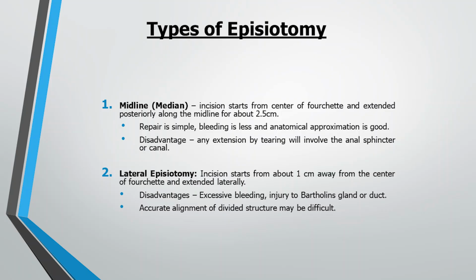What are the types of episiotomy? About 4 or 5 types of episiotomy are known. There is what we call median or midline episiotomy. The median episiotomy you give from the center of the fourchette, and extend that incision posteriorly to about 2.5 centimeters from the center of the fourchette.